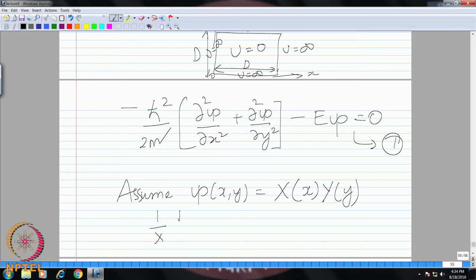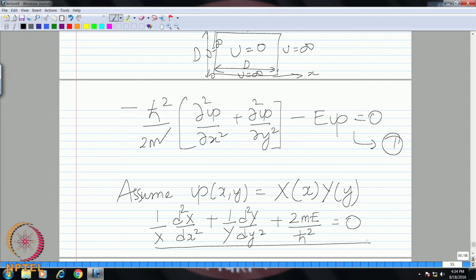You have 1 by X d square X by dx square plus 1 by Y d square Y by dy square plus 2 m E by h bar square equal to 0. Okay. So, everybody could get this? Okay.